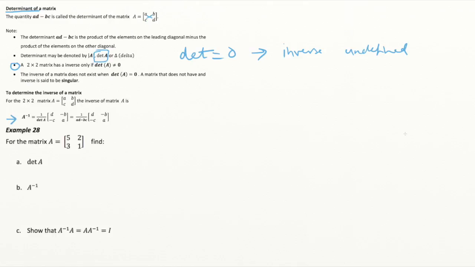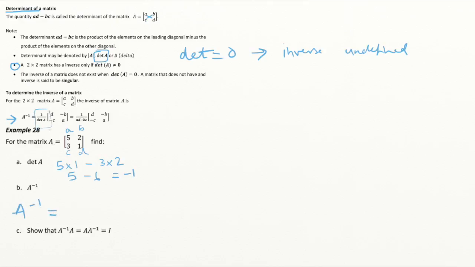For the matrix 5, 2, 3, 1, find the determinant of A. Okay, the first thing we want to do is label our letters. Here's A, B, C, and D. So that is going to be 5 times 1 minus 3 times 2. That'll be 5 minus 6, which is equal to negative 1. That's my determinant.